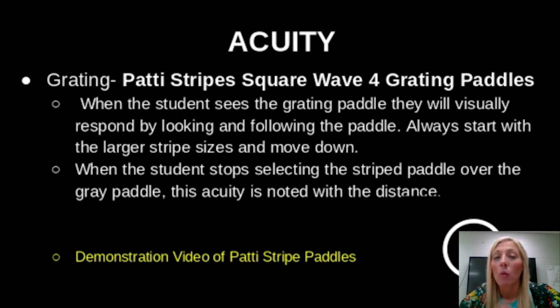When using the paddles, how this is administered is when the student sees the grading paddle, they will visually respond by looking and following that paddle. So you're going to always start with the larger striped size and then move down paddle. Each paddle comes with a very wide stripe, and then they get smaller as you go on the paddles. When the student stops selecting that striped paddle over the gray paddle, that's the acuity that you note for their distance acuity. And I have created a demonstration video of using these paddles and how to do it with a student, because you're going to start with the biggest one and you cover up with the gray, and then you're going to separate them. And the one that the student responds to, they're going to respond to the striped one. And then you're going to keep moving down stripe sizes. And that's when you notice that they no longer respond to the one that has the stripes versus the plain gray paddle. That's the acuity you're going to note down.